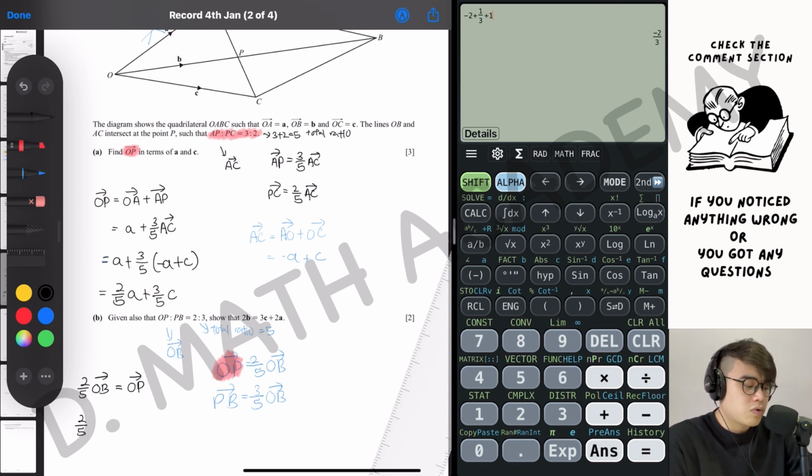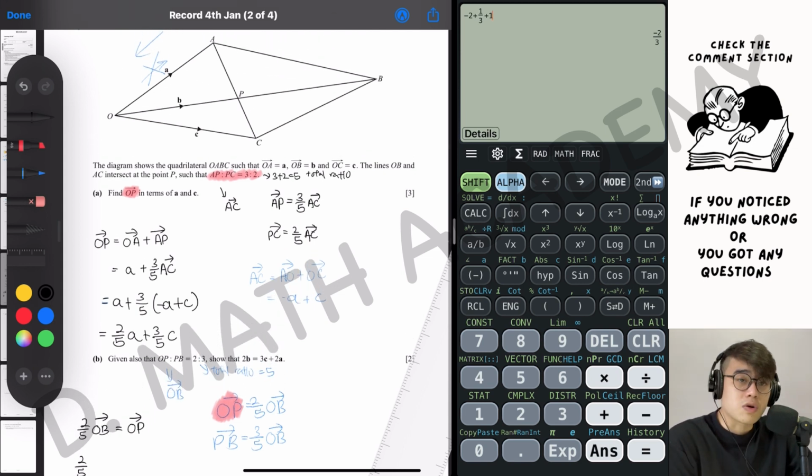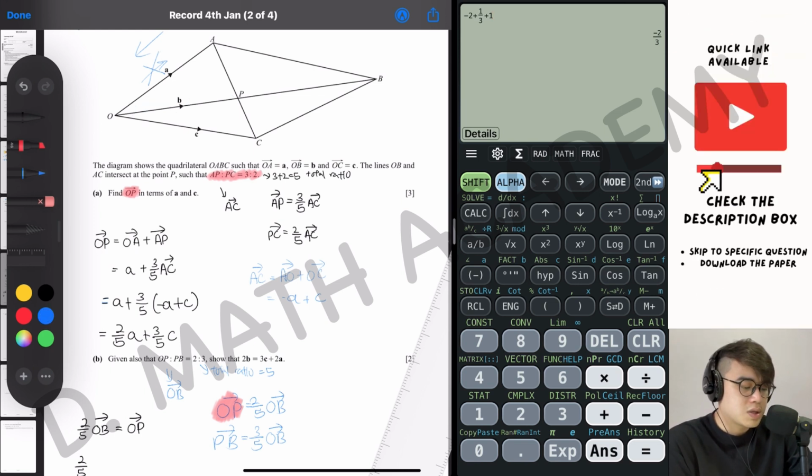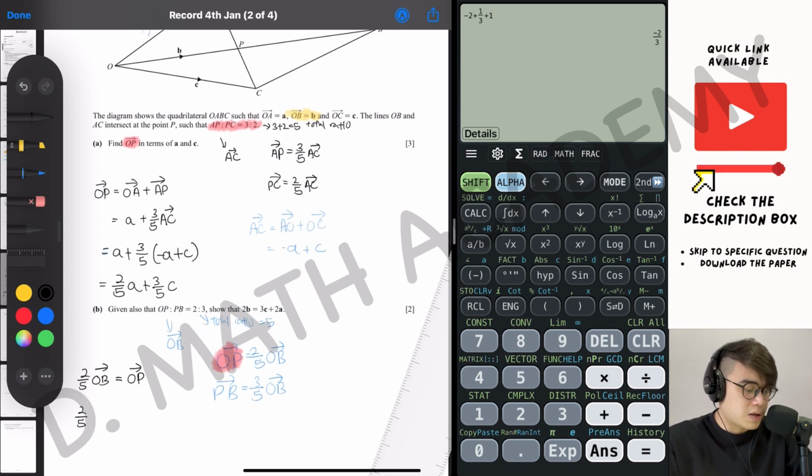So our 2 over 5 OB here, if you were to skip reading the question, you might think that what they gave us here was OP itself is B only. But the main thing was that the question told us that OB is the small b here. So by substituting it in, I get 2 over 5 a plus 3 over 5 c. All of them have a denominator of 5, which you can then get rid of and arrange in the format that they wanted.